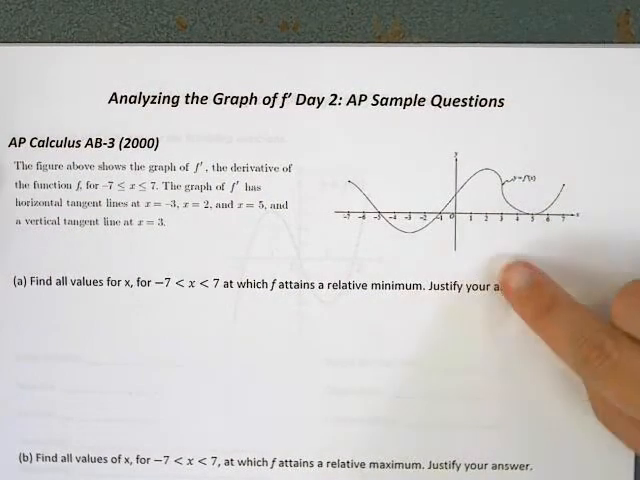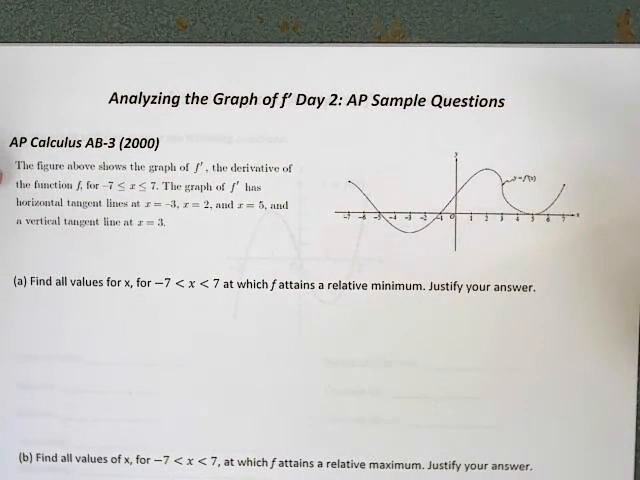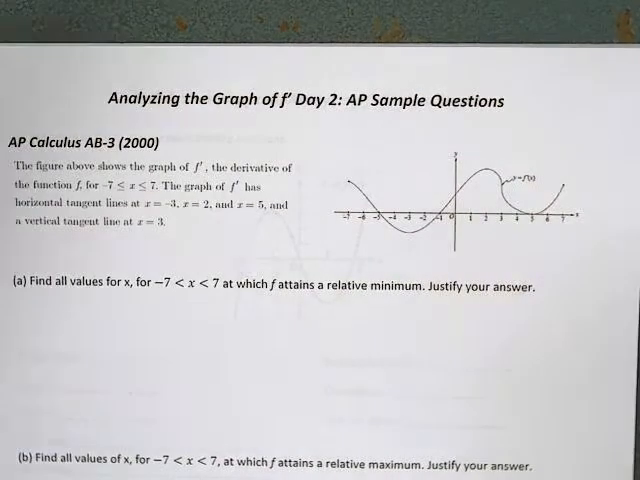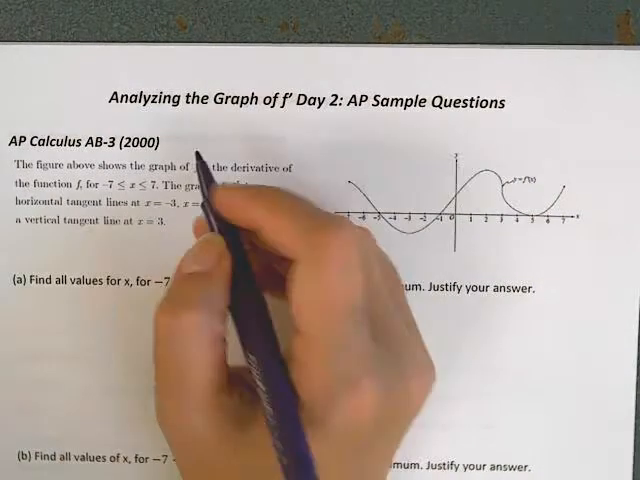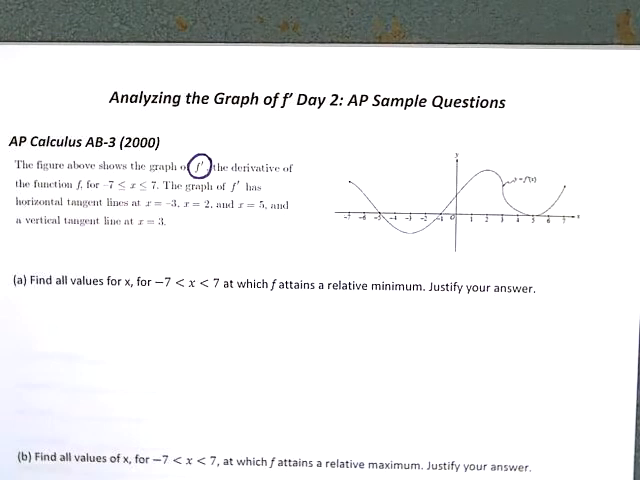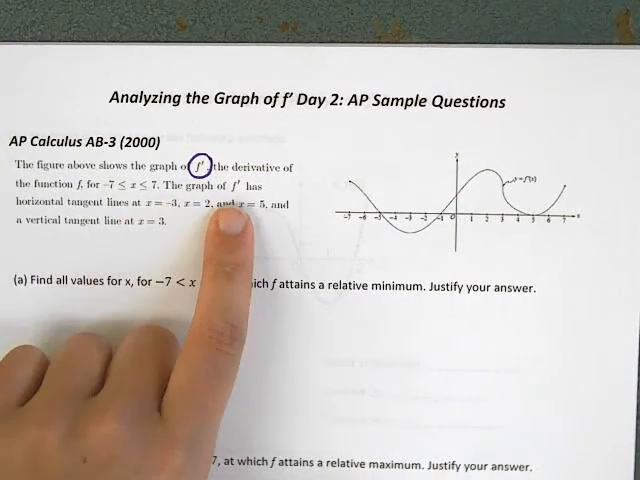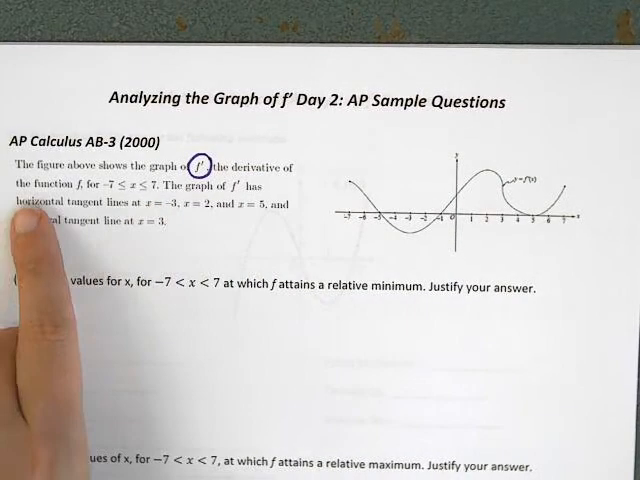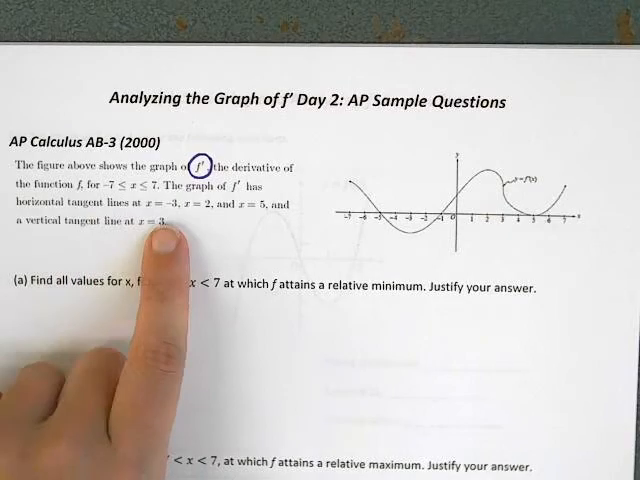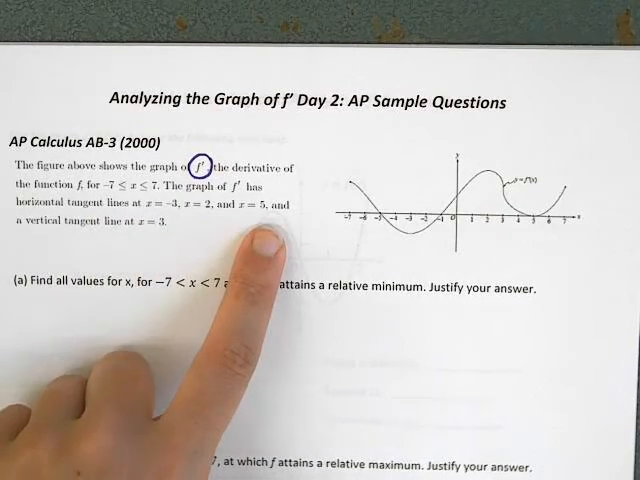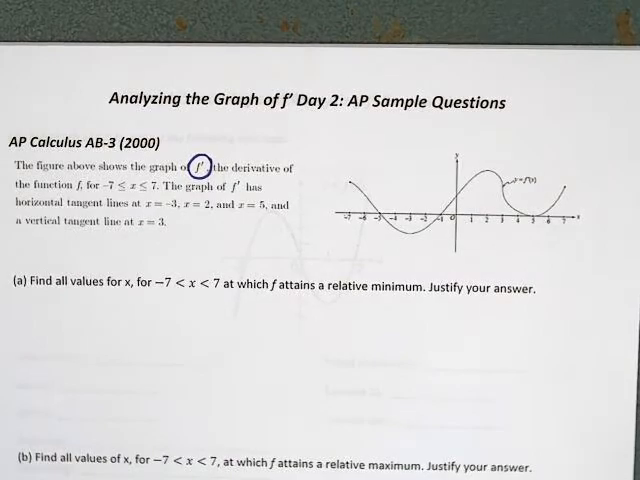The figure above, it's actually on the right-hand side this time, shows the graph of f prime. The first thing I want you to pause and say to yourself is, hey, I'm looking at the graph of the derivative. Between -7 and 7, so it's a closed interval, the graph of this derivative has horizontal tangent lines at -3, 2, and 5. Now, horizontal tangent line is telling you that that's a high point or a low point, because horizontal tangent line means the slope is 0.